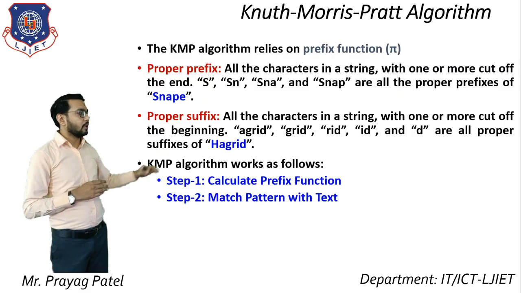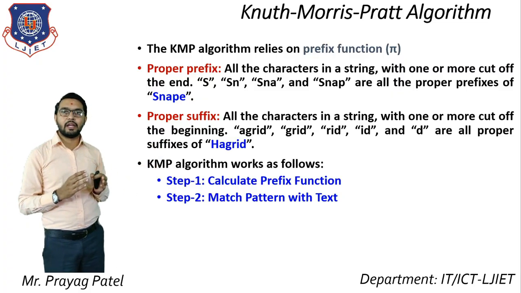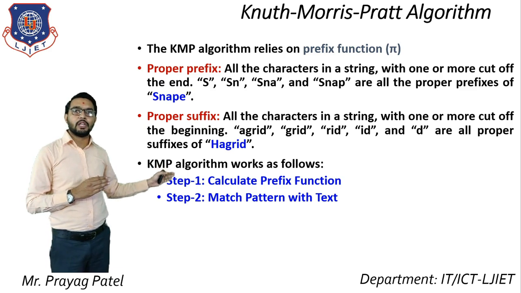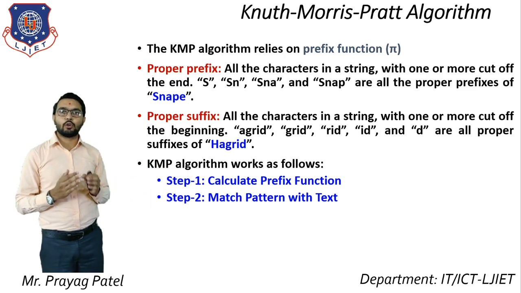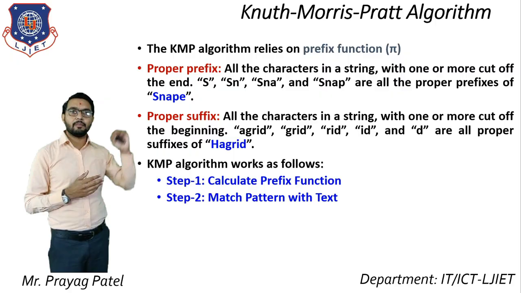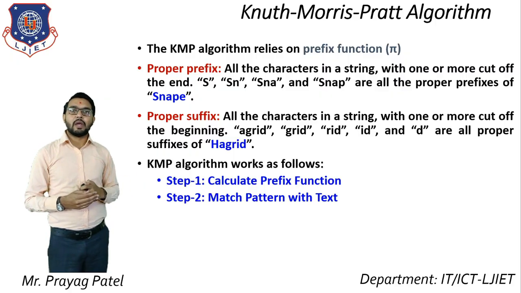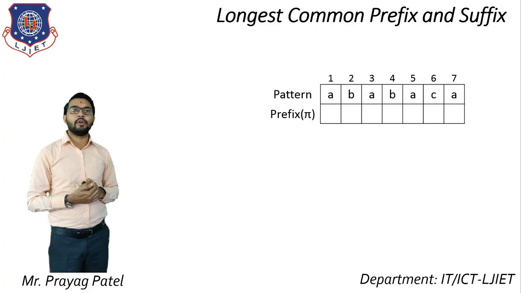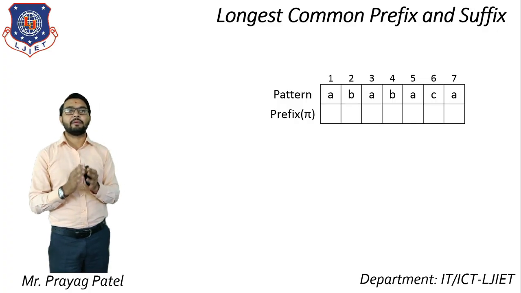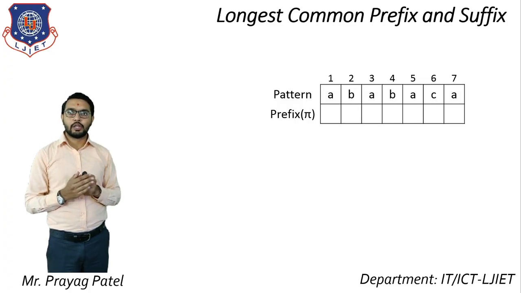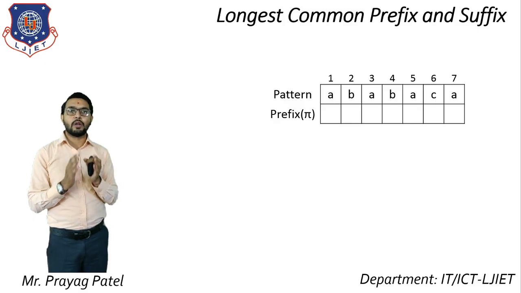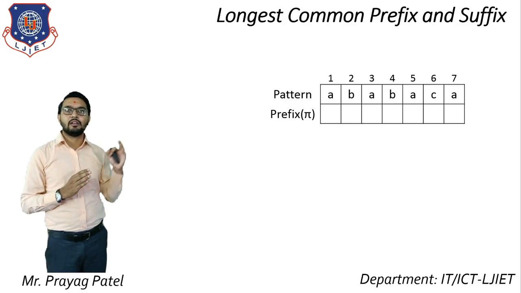Now in the KMP algorithm you remember these two steps. To find the proper pattern from the given string, you perform these two steps. Step number 1 is calculate the prefix function, pi, and step 2 is match the pattern with your text. Now consider one example of how we can find the longest common prefix and suffix. We already know what the prefix and suffix are.